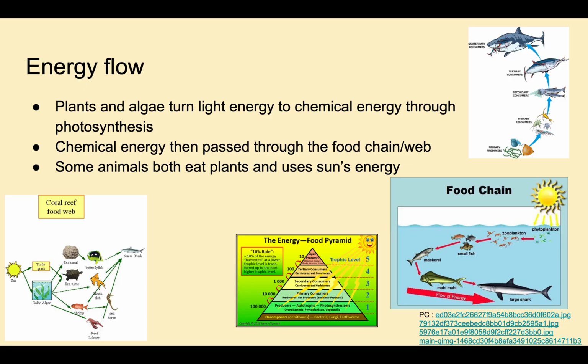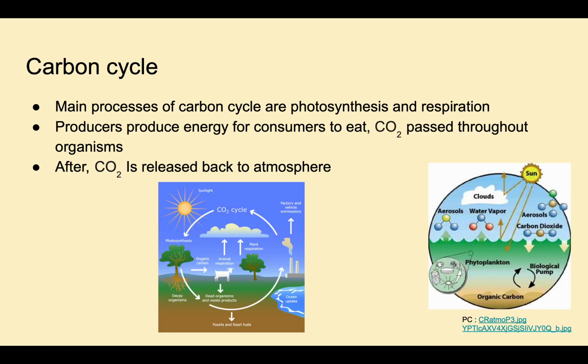Energy flow. Plants and algae turn light energy to chemical energy through photosynthesis. Chemical energy is then passed through the food chain and web, and some animals eat both plants and use the sun's energy.